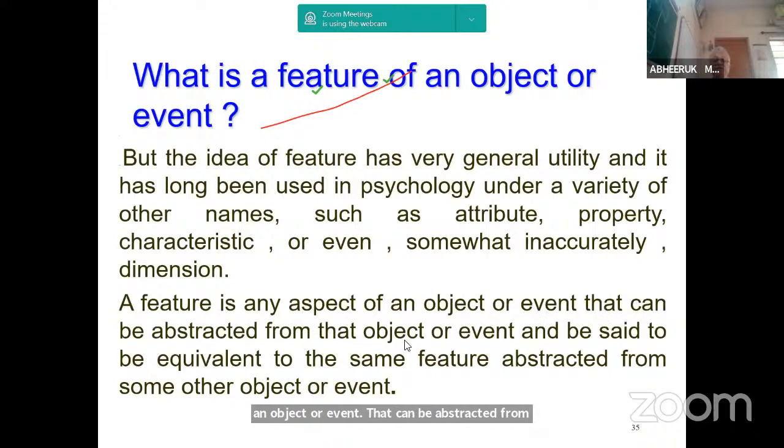So a feature is an aspect of an object or event that can be abstracted from the object. That means a particular aspect of that object. For example, suppose green grass is there. The color of the grass is green. That is a feature of that.